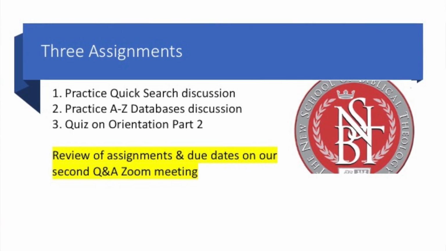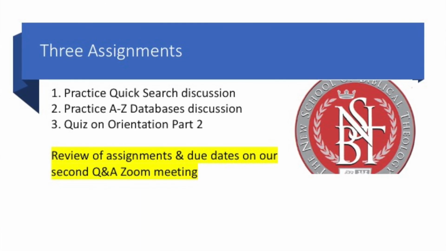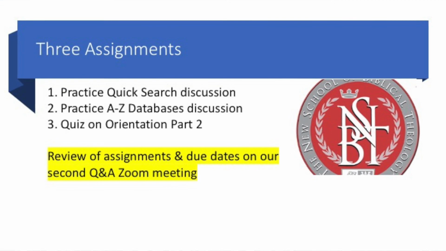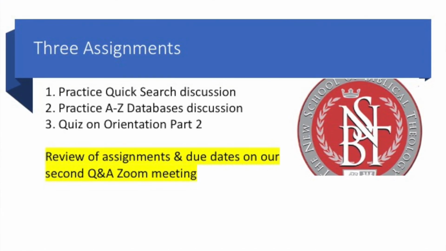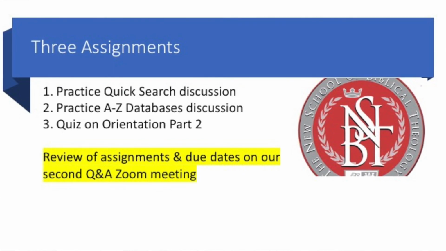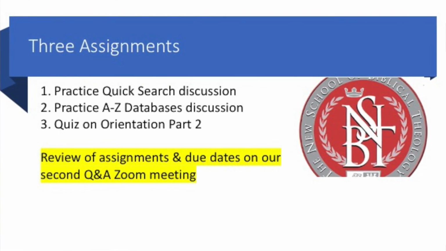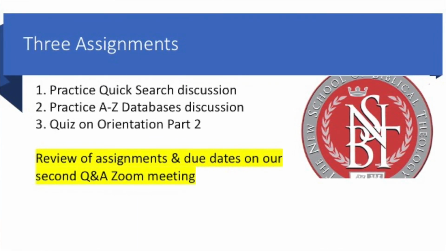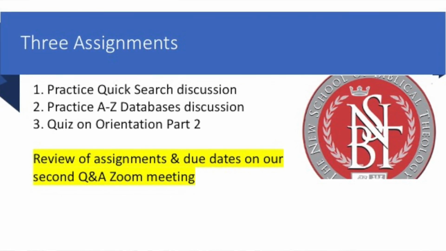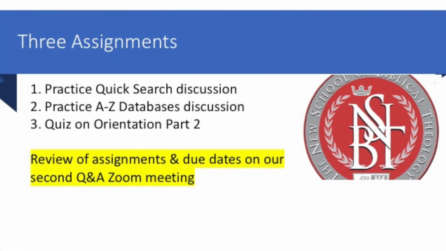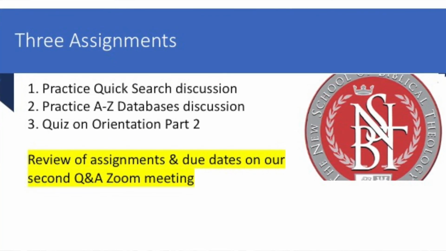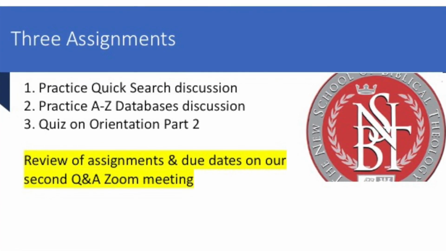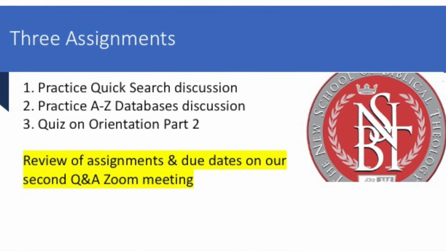In this video orientation, there will be 3 assignments to help students practice using DTL. There's going to be a practice quick search assignment. There's going to be a practice A through Z database assignment search. And there's going to be a quiz on the video orientation part 2. So when you want to look at the practice quick search assignment, just like we saw in orientation 1, you will need to go to the quick search discussion assignment to access it. There are 2 ways to get to the assignment.